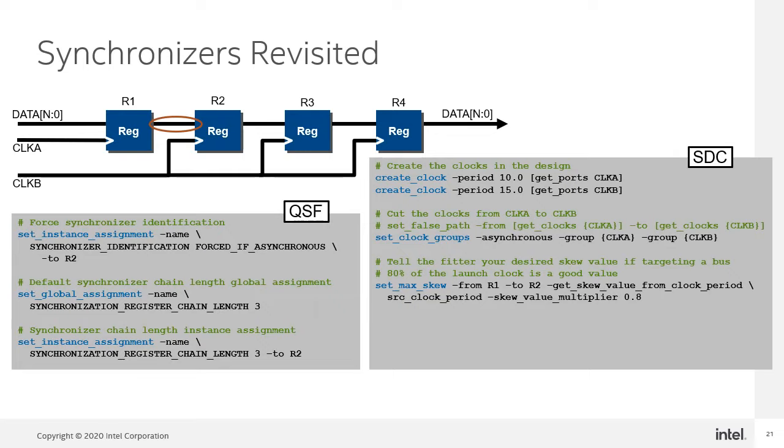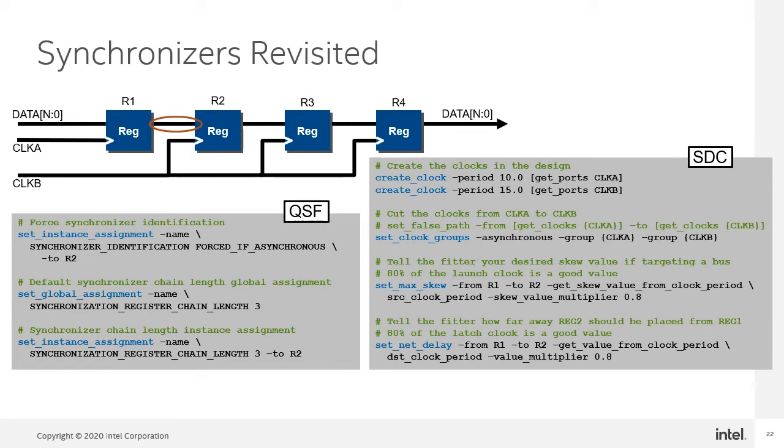The setMaxSkew command targets registers in both clock domains. In this example, setMaxSkew is targeting registers 1 and 2 using source clock and a multiplier to determine the skew value. A good number to use for the skew value is 80% of the source clock period. When using the source clock period option in the setMaxSkew command, you will also need to include the skew value multiplier option as well. 80% of the source clock is a good number to use.